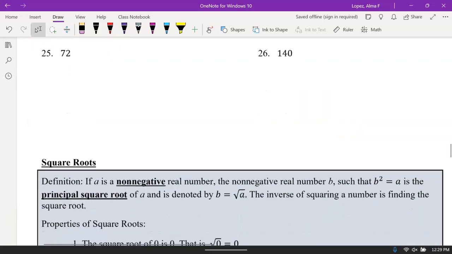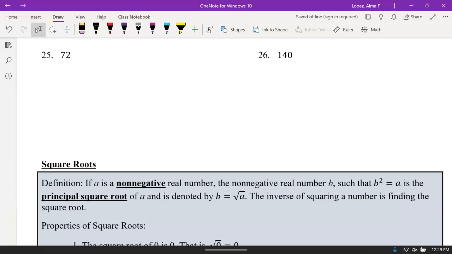Let's continue with 72. 72 is a product of 8 times 9. Or again, any two numbers that you can show multiply to be 72 would work. So 3 and 24, or 6 times 12. You could just use any kind of different product that you see. I happen to know that 8 times 9 is 72.